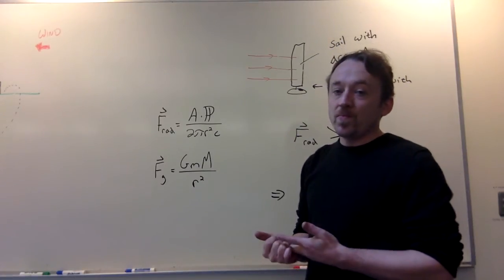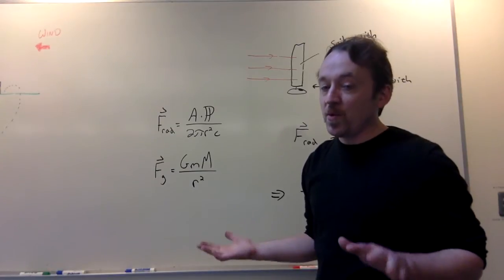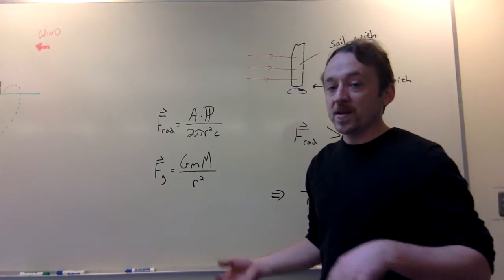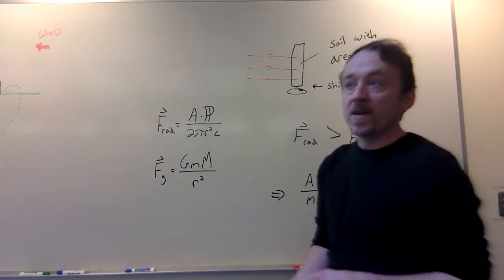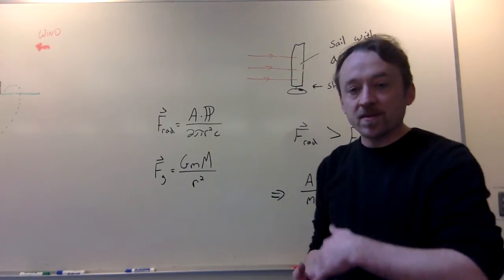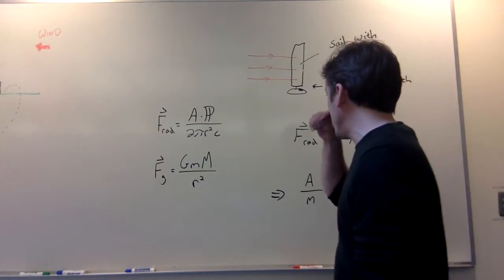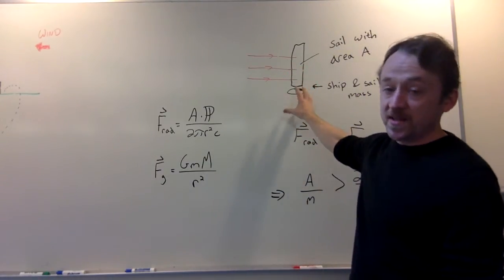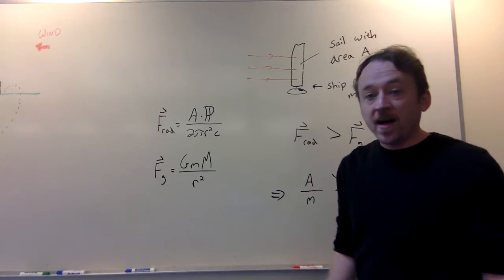So the trick is the sails have to be really big, and they have to be really light, and they have to be really reflective, because the more it absorbs, the less of the force, and the more it reflects, the better. So creating the perfect material is really difficult, and the size of these sails has to be huge in order to get any actual acceleration.